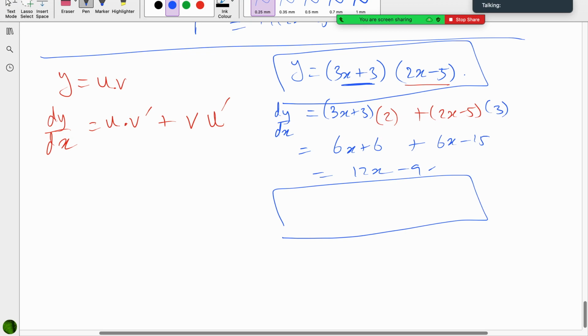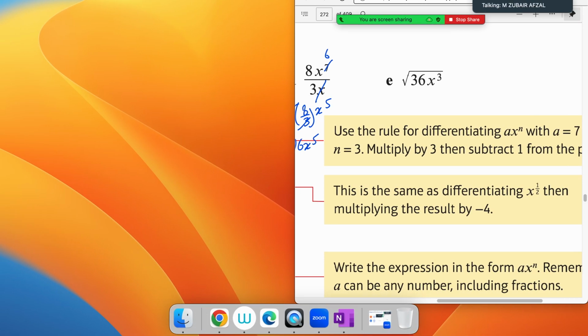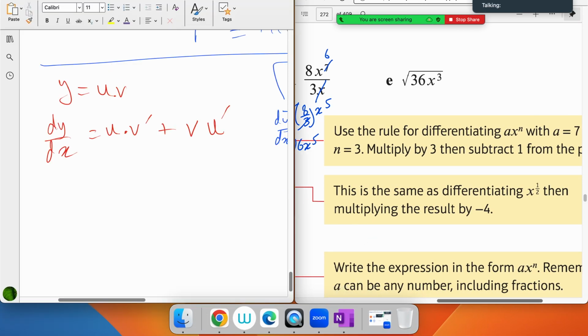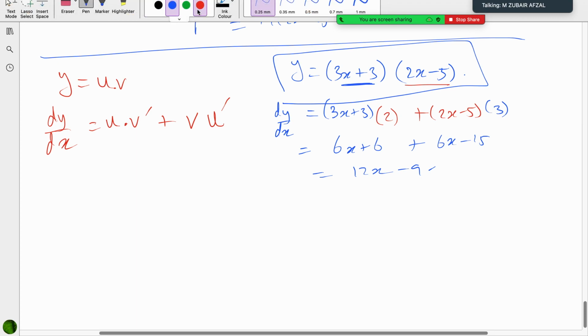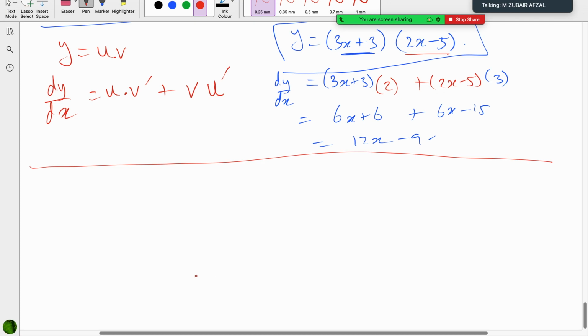Let me reopen this. Okay, roots are actually simple. You can do them step by step or directly, it makes no difference.